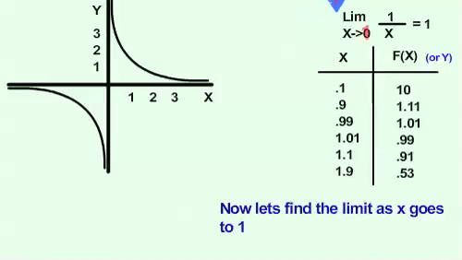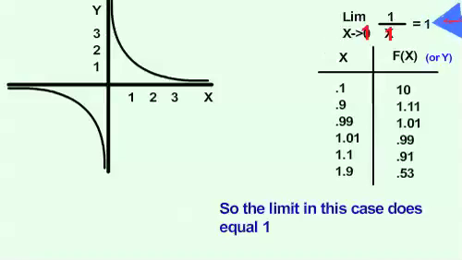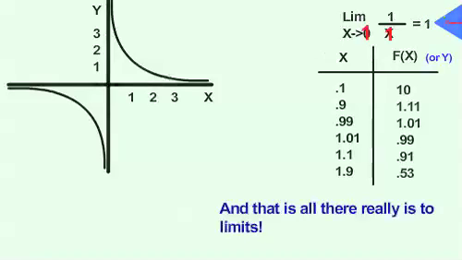Now let's find the limit as x goes to 1. 1 divided by 1 equals 1. The curve looks smooth, so we can trust that this is also correct. Therefore, the limit in this case does actually equal 1. And that is all there really is to limits.